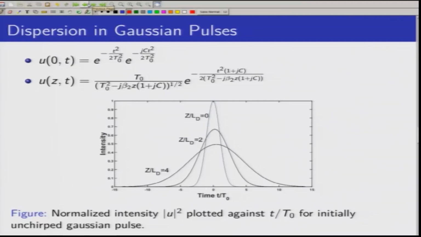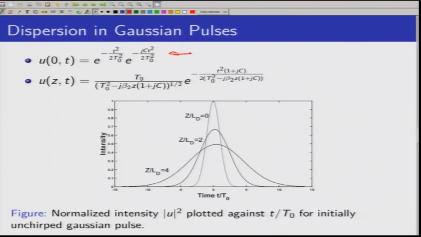One of the most used pulses are the Gaussian pulses, whose incident equation is given by this equation, which is u0 e to the power minus t square by 2 t naught square, e to the power minus j c t square by 2 t naught square, where t naught is the pulse width and c is the chirp parameter. We will see what chirp parameter is. In this scenario, because we know the Fourier transform of Gaussian pulses, we can actually solve it analytically and also by the numerical approaches we mentioned previously.